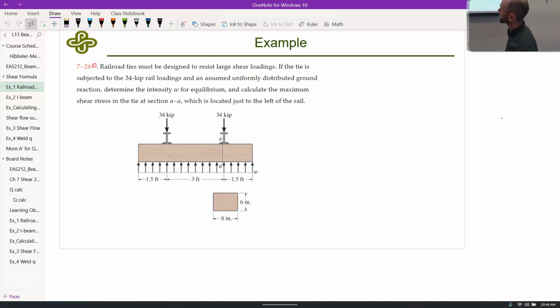So we've got this railroad tie. It has these pair of 34 kip loads being applied to the rails. And that's going to be distributed into the ground, into the soil, underneath that railroad tie with a uniform distribution. We've got a 1.5 foot overhang to the first tie, 3 feet span to the next tie, 1.5 foot overhang. This here is the cross section of the tie. It's 8 inches wide and 6 inches tall.